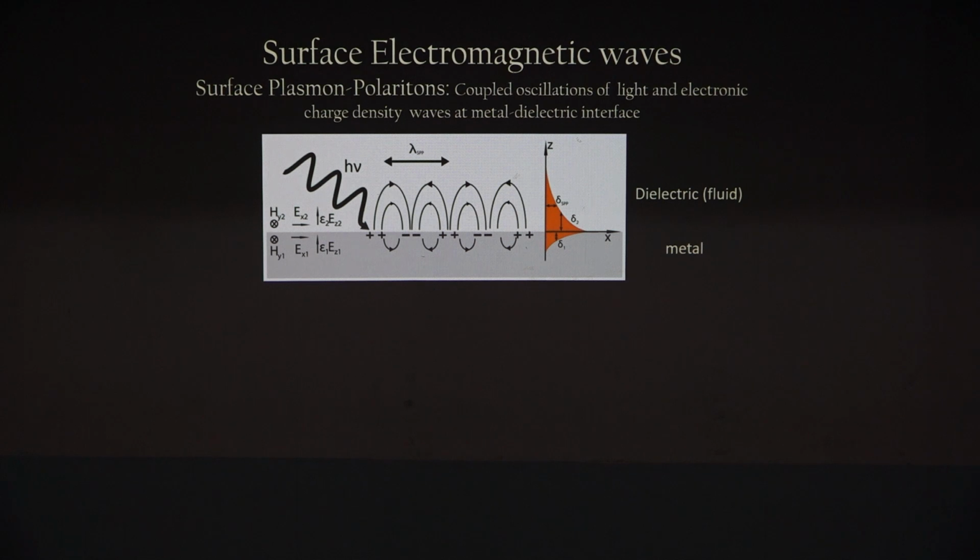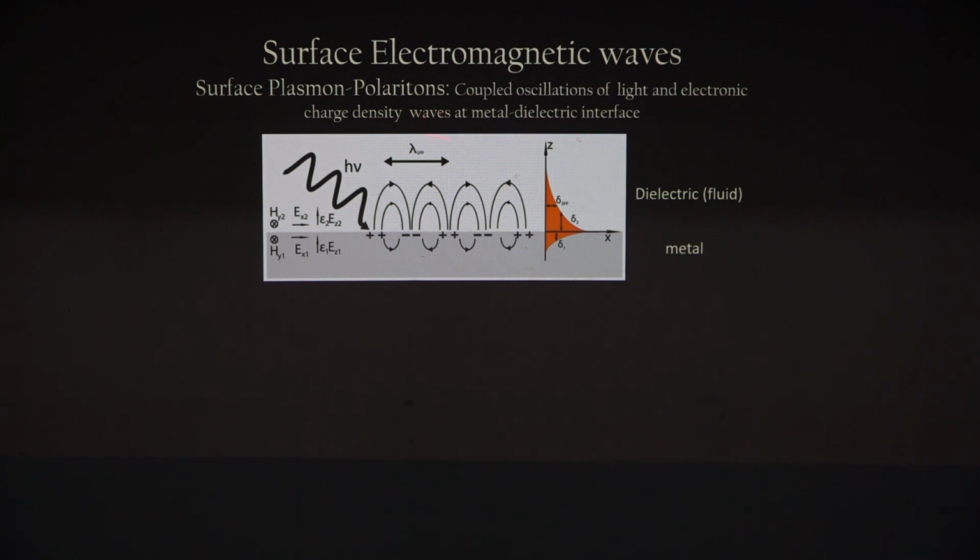The other way of structuring light is to take the light beam and interact it with specific kinds of surfaces. One of the ways to create this kind of interaction is to excite something called a surface electromagnetic field. One of the very famous examples which has been extensively studied, especially in the context of optics and also conventional physics, is the so-called surface plasmon polariton. A simple definition is that it has coupled oscillations of light and electronic charge densities at a metal-dielectric interface.